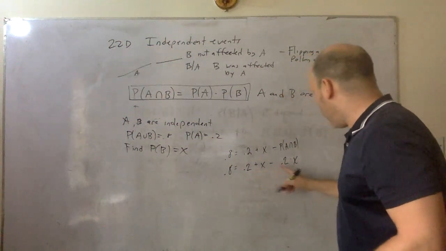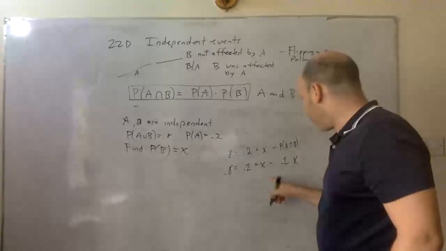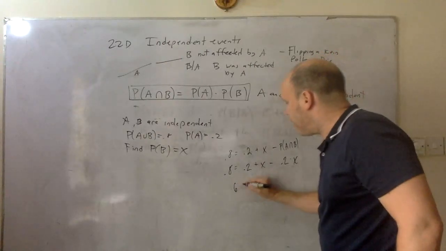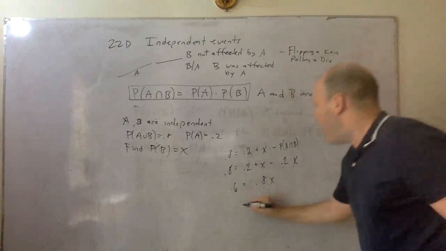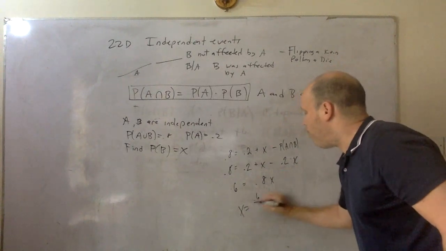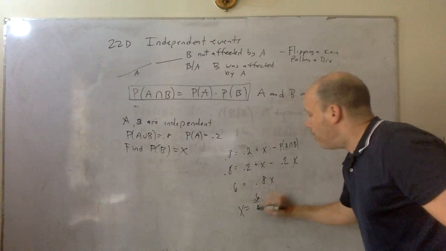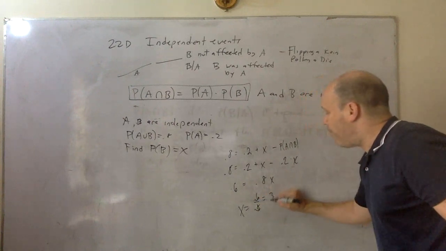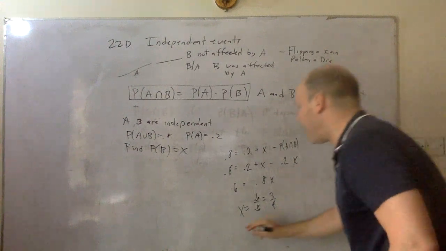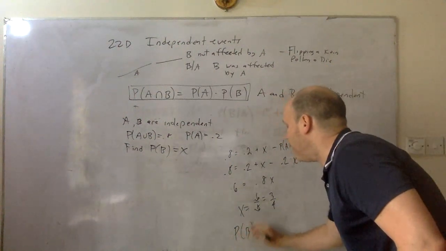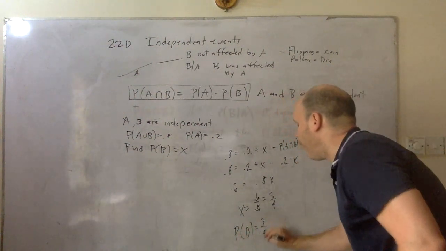So what's going on here? We have 0.6 is equal to 0.8X. X is equal to 0.6 over 0.8, 6 over 8, 3/4, 75%, whatever. So the probability of B is 3 over 4.